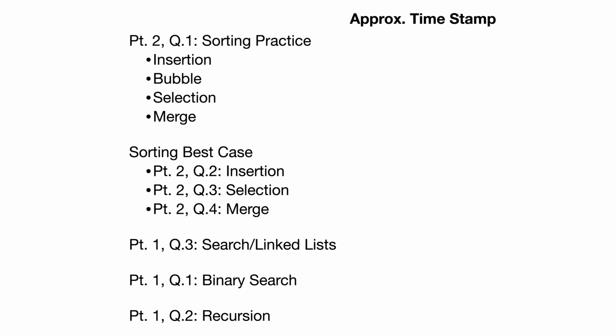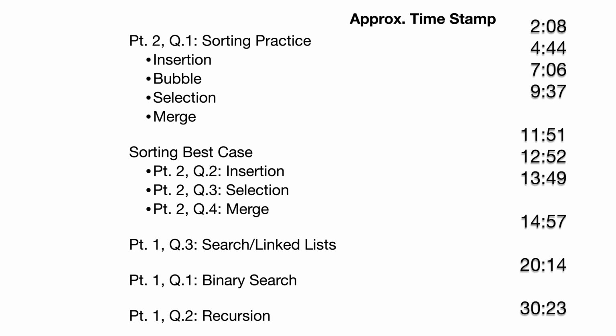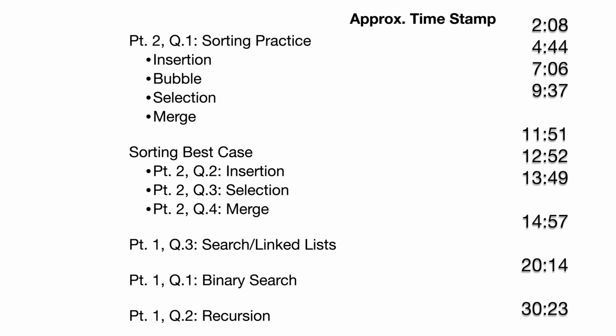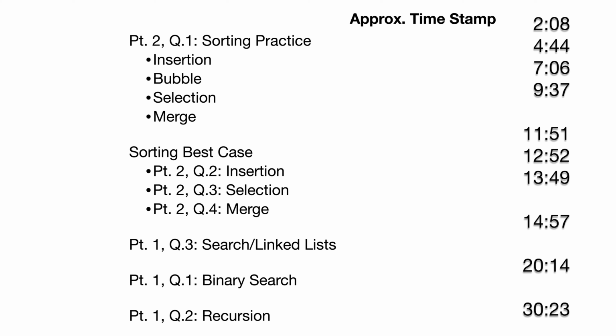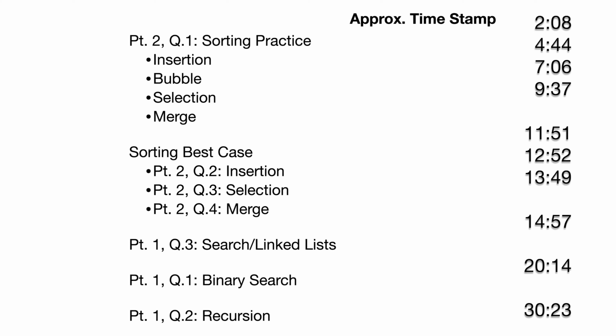So there were 6 groups of questions in this midterm. On this slide, in the actual video, I'm going to show the approximate timestamp for when I start talking about the particular questions that were on the exam. So if you want to skip ahead to a specific question, you can use the timestamps that I've listed here. These aren't in the same order that they were on the midterm.